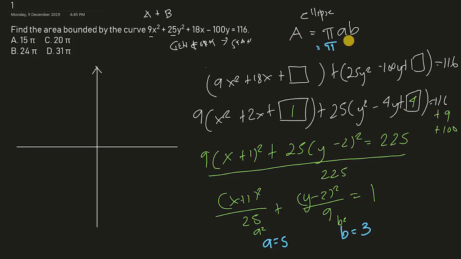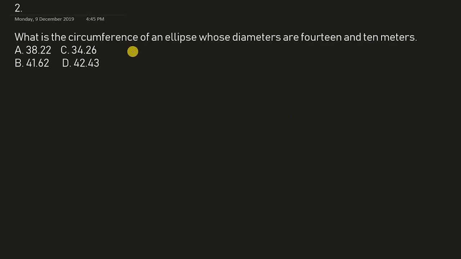That's pi times a, which is 5, and b, which is 3. That's equal to 15 pi. So our answer is letter A. Easier, alright? Next problem here.